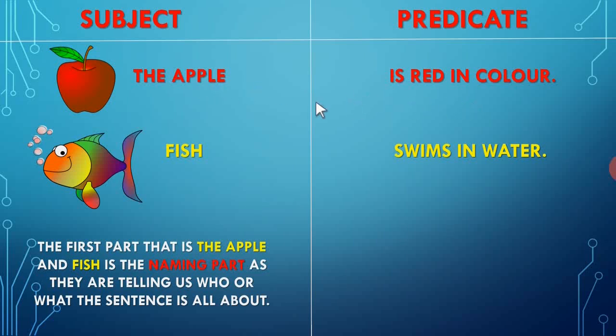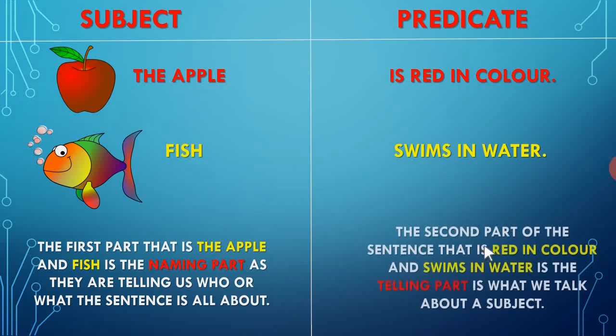Okay, now the apple is red in color. Similarly, if we don't add this fish which swims in water, then who swims in water? I swim in water, or any other fish swims in water. So if we mention fish, then it becomes a complete sentence, because now we can say the fish swims in water. So the predicate is the telling part, that is the second part of the sentence. Red in color and swims in water is the telling part. It is what we talk about the subject.